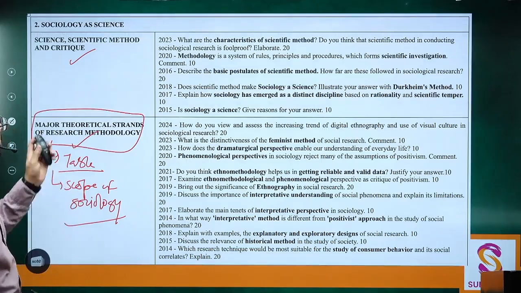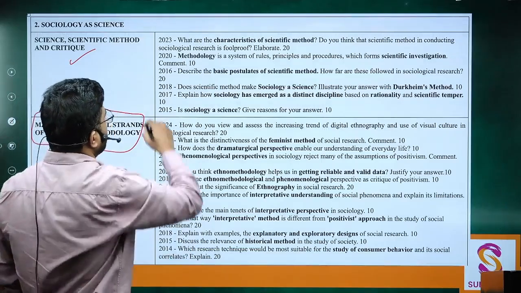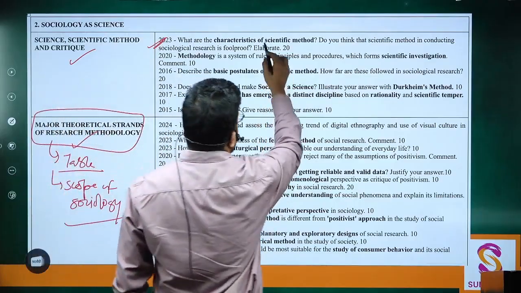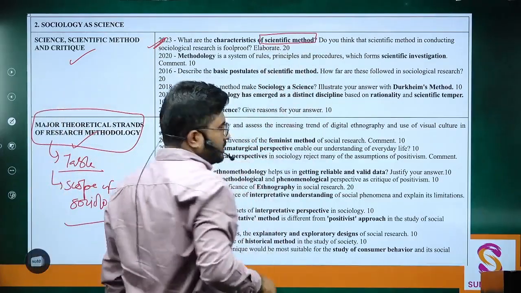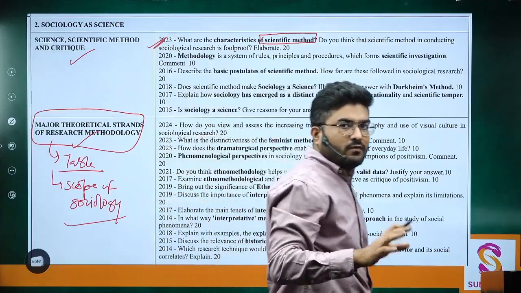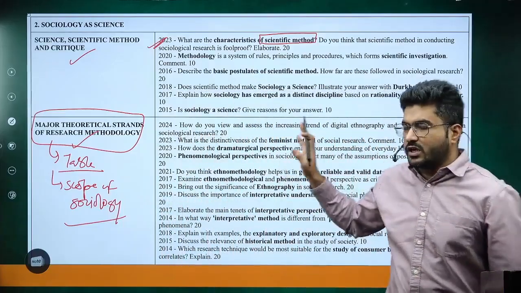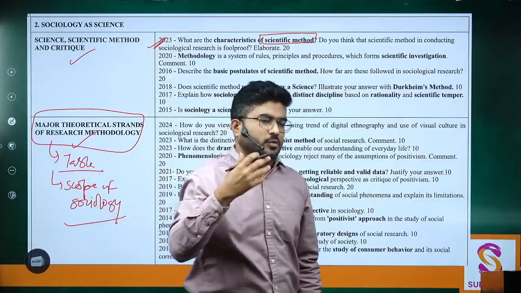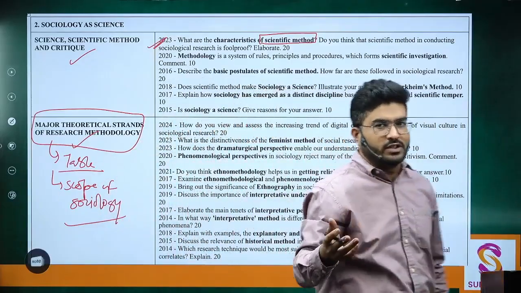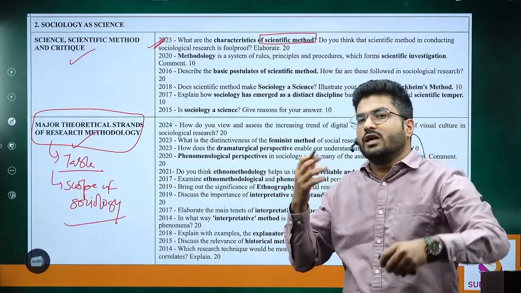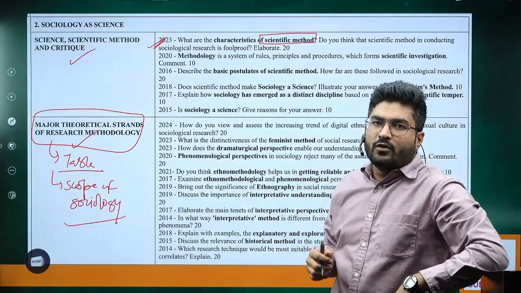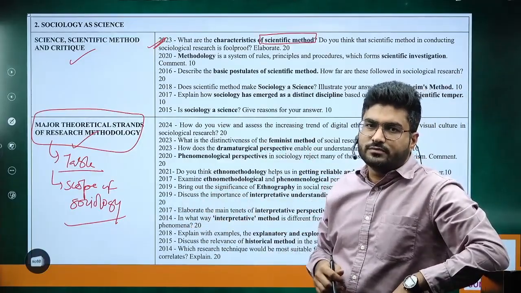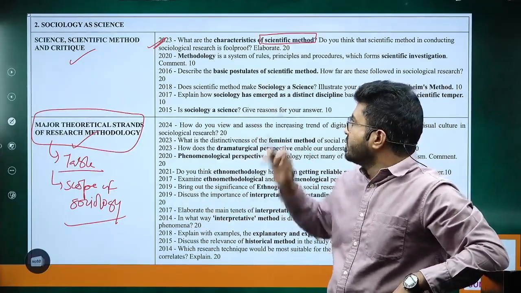Now look at the questions. In 2023, the question asked was: what are the characteristics of scientific method? So we have to write down the basic features or characteristics of scientific method. In this we will write about empiricism, objectivity, the inductive nature, the critical nature, and universalization with the generalization approach. All those we have to write here.